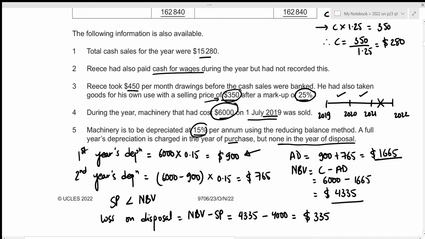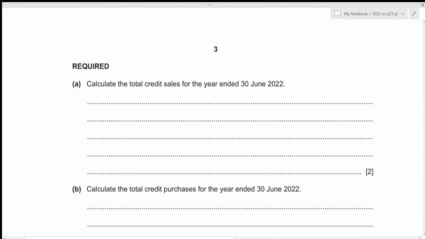Okay, this concludes all of our additional information. Now let's move towards the first part of this question. We need to calculate the total credit sales for the year ended 30 June 2022. Let's have a look above.